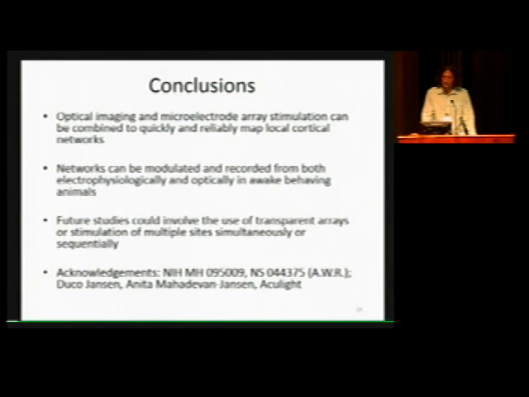So to conclude, optical imaging and microelectrode array stimulation can be combined to quickly and reliably map local cortical networks. And these networks can be modulated and recorded from both electrophysiologically and optically in awake and behaving animals.